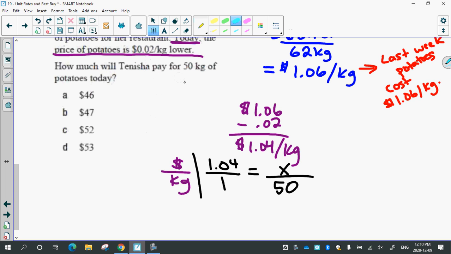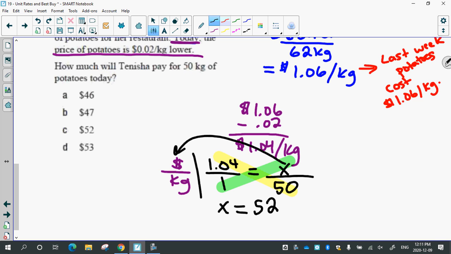So once we've got our proportion, we can find the cross products. And 1 times x is x, so it's just a one-step cross product. 50 times 1.04 is 52, which is money, dollars. And we're hoping it's one of the answers. And it is. Okay? So this question all starts with the unit rate.